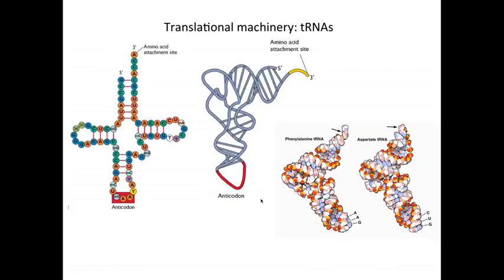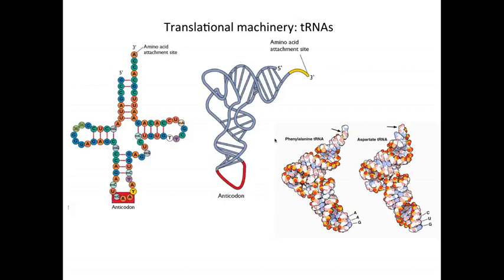tRNAs are another important part of the translational machinery. These are the adapter molecules that read the code on the mRNA and put in the right amino acid. And here are 3 views of tRNA structure. On the left is the linear sequence of different bases forming this tRNA. You can see the anticodon is at the bottom with the red box around it. This is the part that reads the mRNA triplet. And the amino acid attachment site is at the other end at the 3' end.